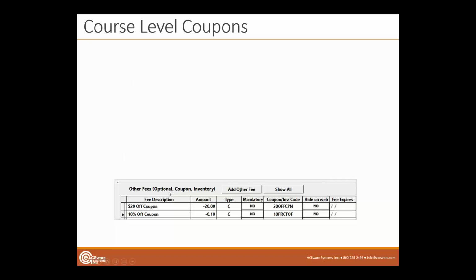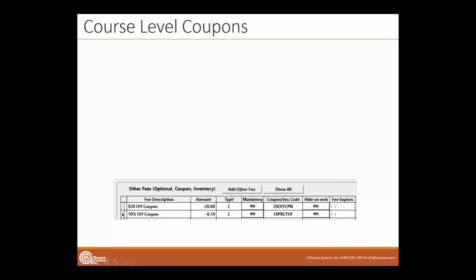The way that you would do that is in the other fees, you would add another fee, and in the description, this one actually is called $20 off coupon. The amount, here's where it becomes very important. You have to precede it with a minus sign or a negative sign, because that's how much they're going to get off. So in this case, they're going to get $20.